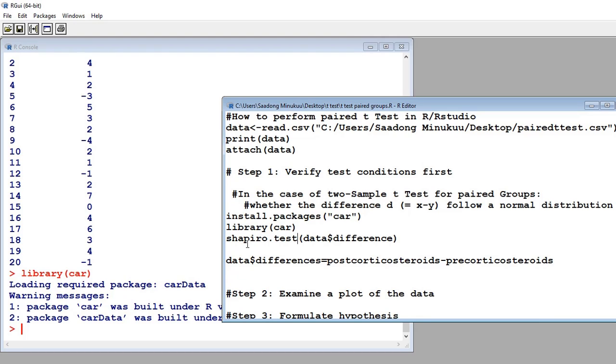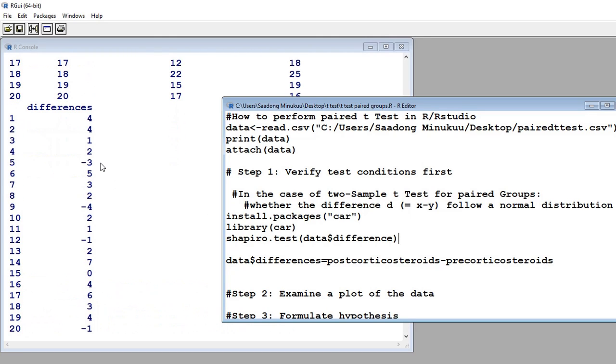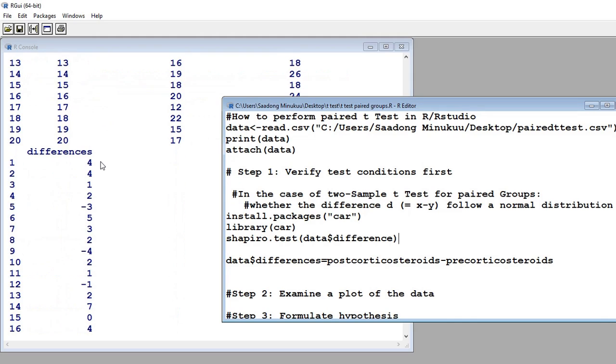Now all you have to do is to simply say shapiro.test into brackets data$differences, and the purpose of this is to simply test whether the differences between the two groups before and after treatment actually follow the normal distribution law. So we simply do shapiro.test into brackets data$differences. Or if you don't want to use the $, then we could have just done it this way. Let me erase this.